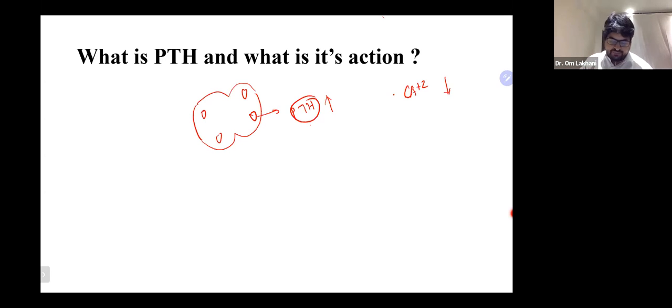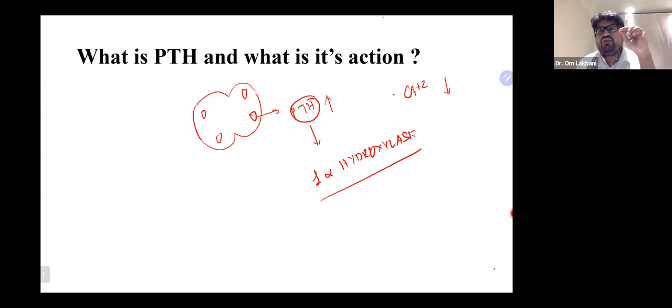What does PTH do? It basically increases the activity of 1-alpha hydroxylase, which is an enzyme. 1-alpha hydroxylase activates 25 hydroxy vitamin D to the active form of vitamin D, which is 1,25 dihydroxy vitamin D. Now this active form of vitamin D helps in absorption of calcium from the intestine, also reabsorption of calcium from the renal tubules, and also aids in building a calcium bank.